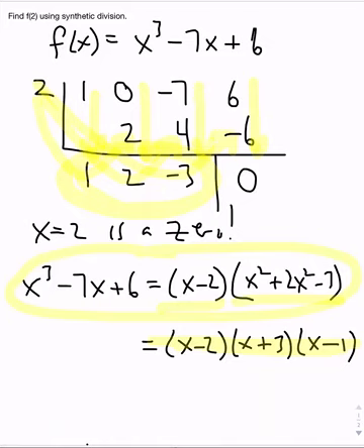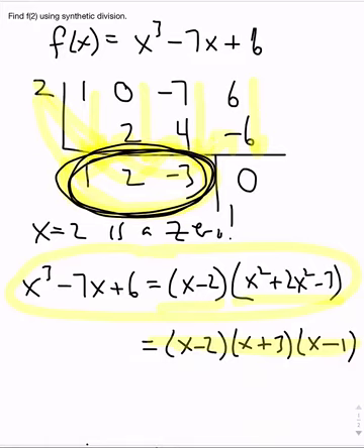And we got it from recognizing that when we get a 0 through the synthetic division process, the numbers in this row right here have a big meaning. Those are the coefficients of the other factor.